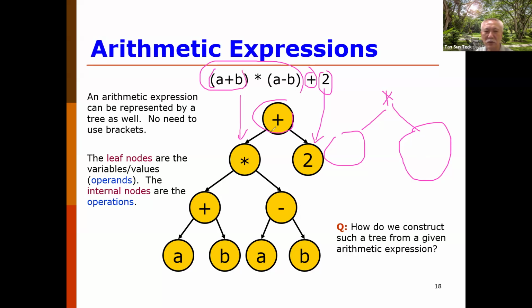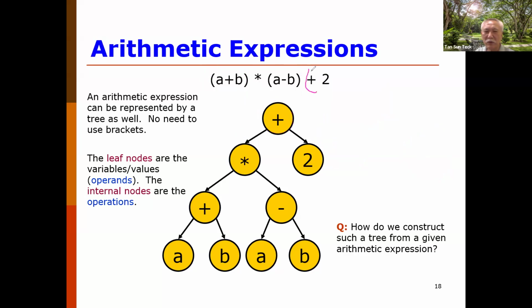We do not need to worry about that anymore. Of course, this is by observation. We can say, if we want to do this one last, then this one will be here. But in the program that you are going to write, you can't say by observation, because a computer cannot look at the expression and decide what is supposed to be. So we need to have some algorithm to normally convert infix expression.